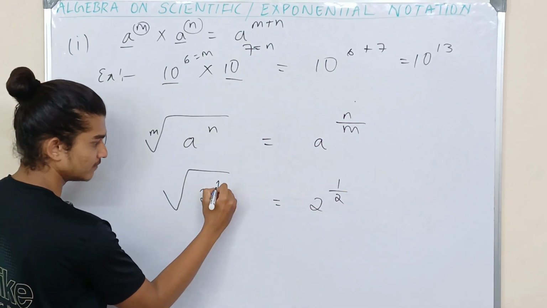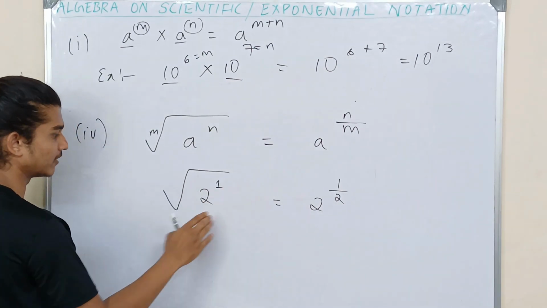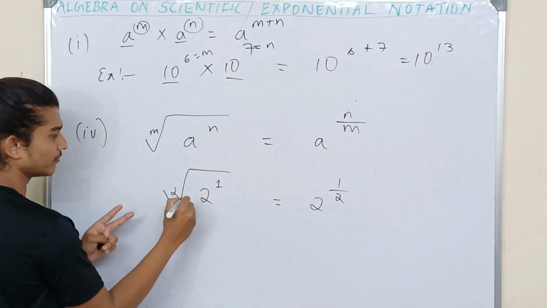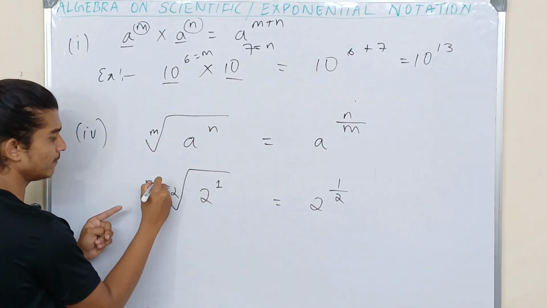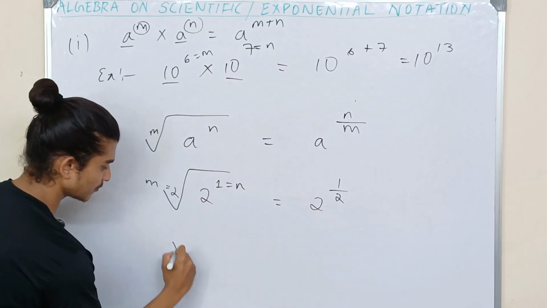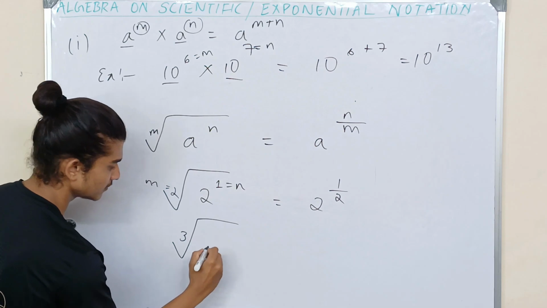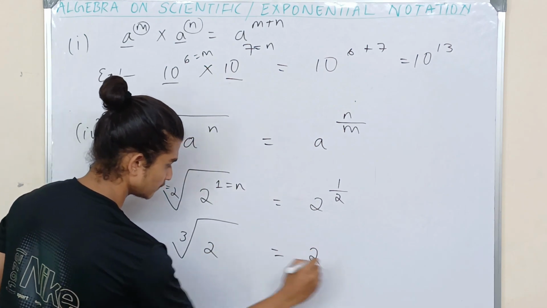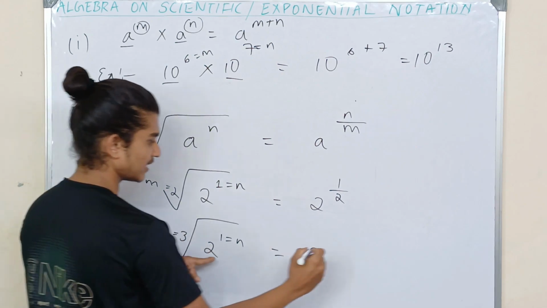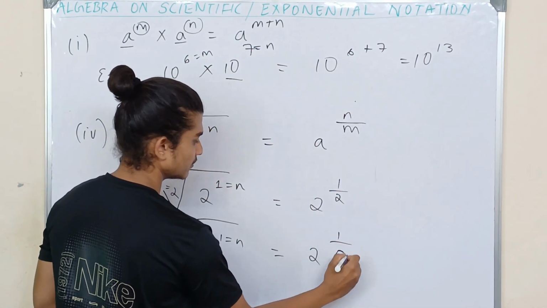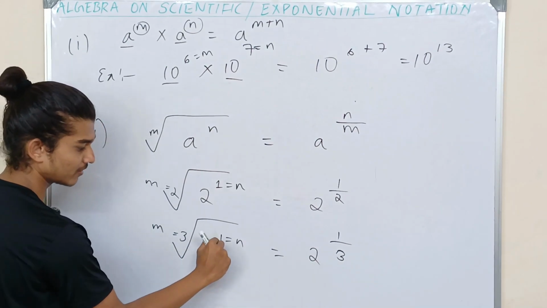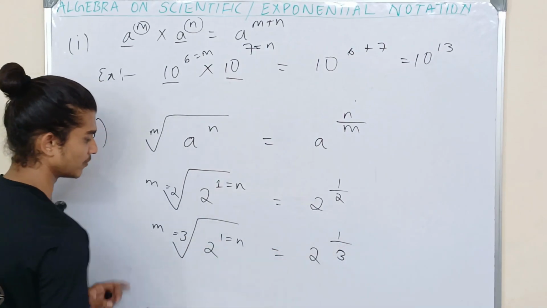Now 2 is by default 2 to the power 1. Since it's a square root, square means 2, and you have 2 over here. So 2 is equal to your m and n is equal to 1. So you can write this in this form. Let's see one more example. Say cube root of 2. As I told you, this is n and this is m, and you can write this as 2 to the power 1 by 3. So anything which is there in this root comes at the bottom, and anything which is the power of this particular number comes at the numerator.